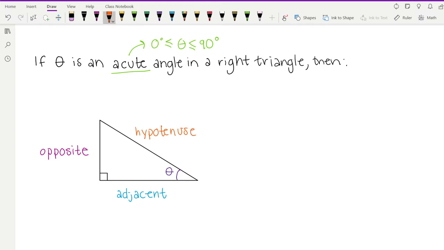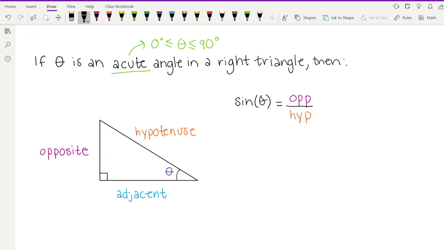And so the definition of the different trig functions is going to involve taking different ratios of these sides. For example, if you wanted to take sine of theta, that is going to be equal to the opposite side, which I'm going to abbreviate as OPP for opposite, divided by the hypotenuse.